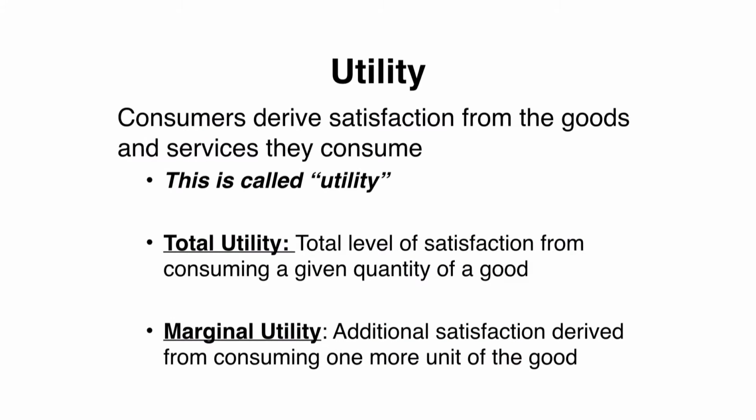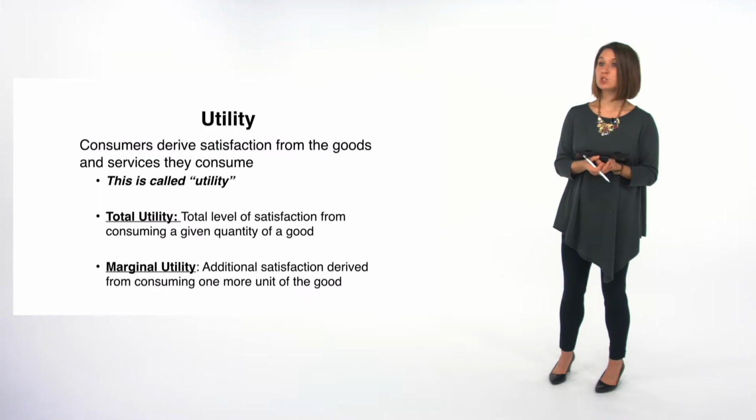The way that we think about this is with respect to either total utility or marginal utility. Total utility of the good or service that the consumer is consuming gives us the total level of satisfaction that a consumer gets from consuming a given quantity of the good. Marginal utility, on the other hand, reflects the additional utility that we derive from consuming one more unit of the good. So it's showing us the change in total utility for one additional unit of the good that we are consuming. Let's look at an example here.